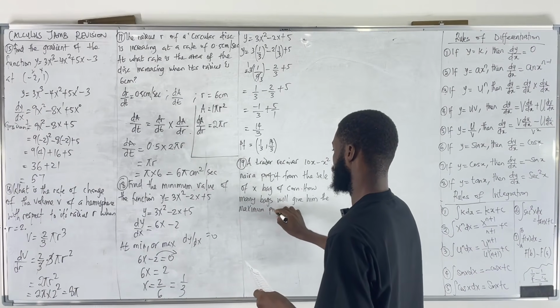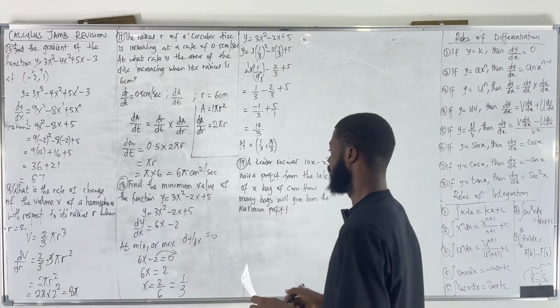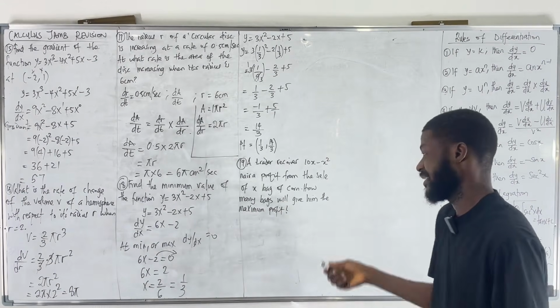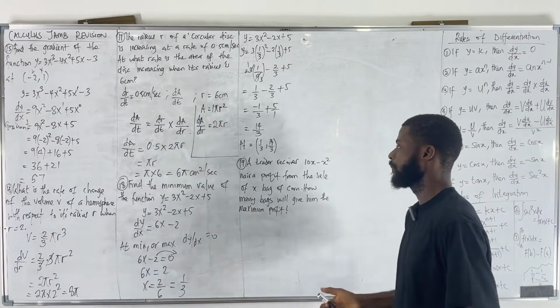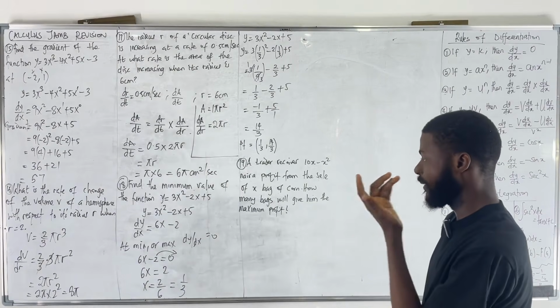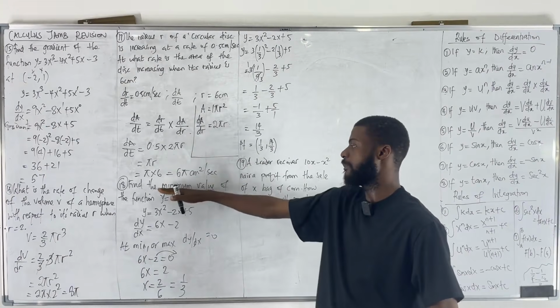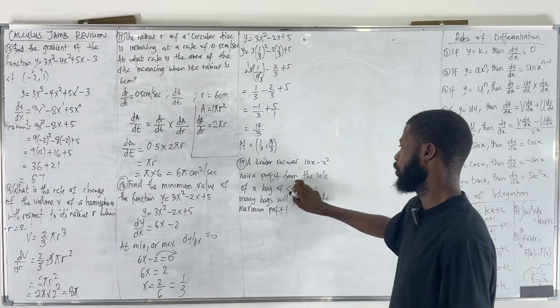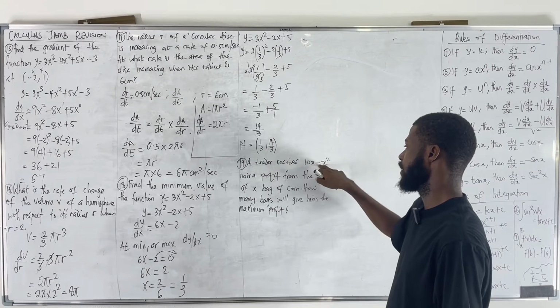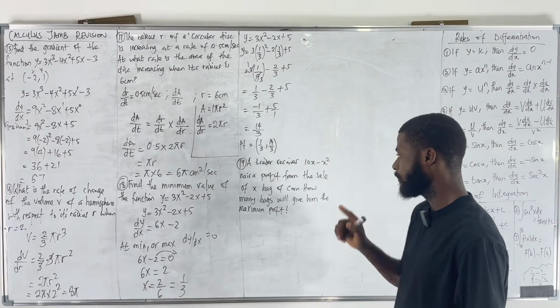Maximum profit. Now, this very question was actually a past question. Yeah, they've asked this before. But I'm trying to use it to further explain this very thing. Because take note, it could either be minimum or maximum. But this one is going to be maximum because the x squared is negative, so it's maximum.